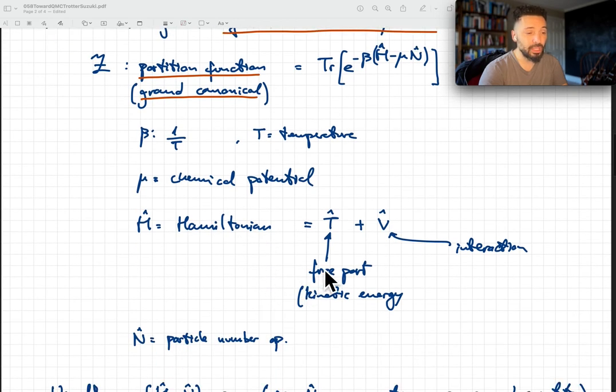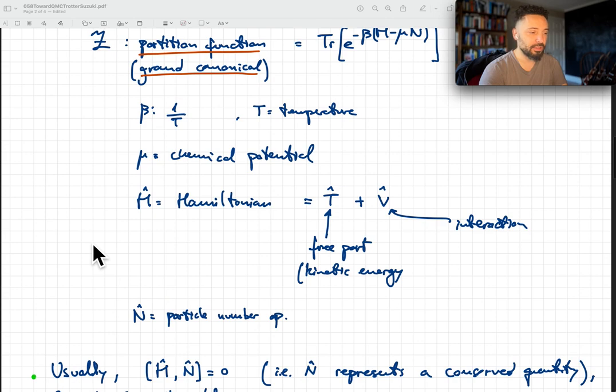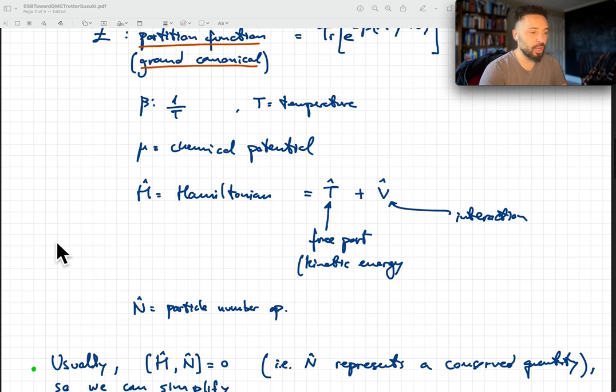Typically, the Hamiltonian will have a free part, which will be the kinetic energy, and there will be an interaction part as well, usually a two-body interaction or higher body interaction in the cases where you're interested in high density, such as in nuclear physics or in other contexts. And N is the particle number operator.